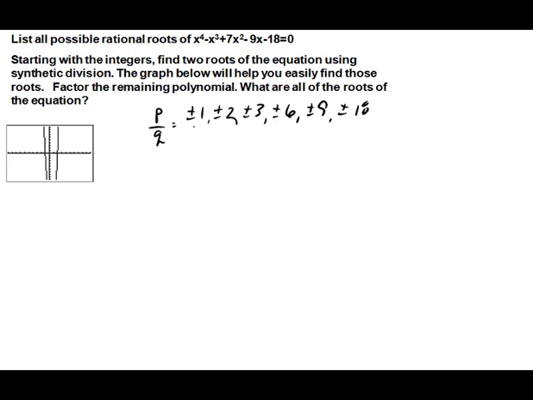and plus or minus 18. And that's all over q, which are factors of the leading coefficient, which is plus or minus 1. So all the zeros are just the factors of the constant, or of p. So we'll use the graph then.